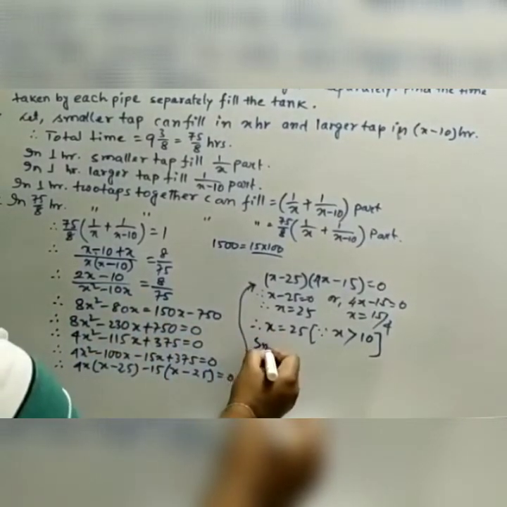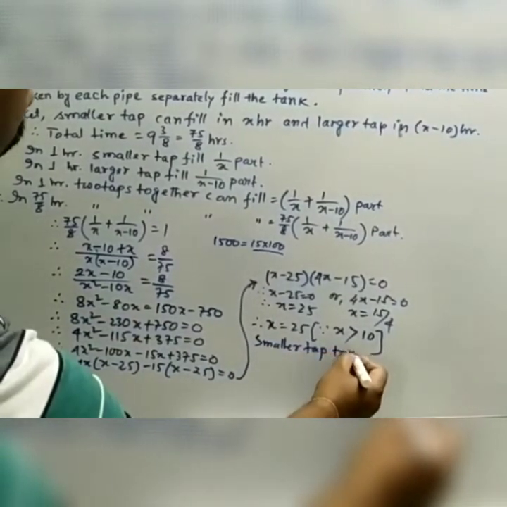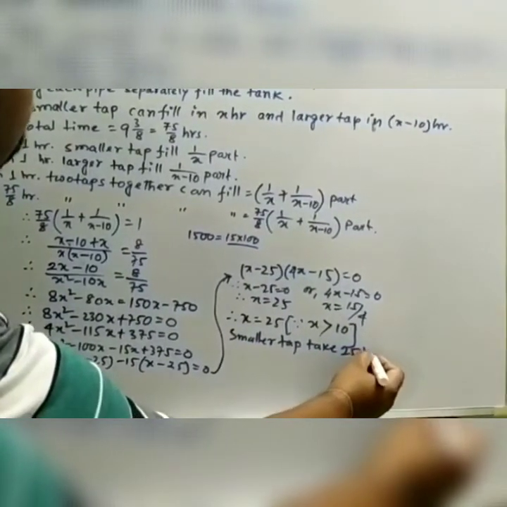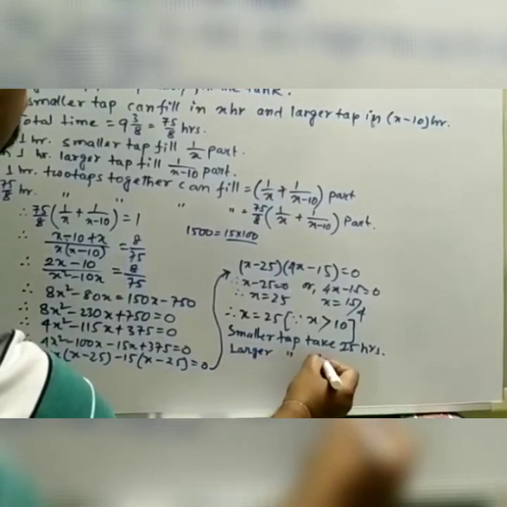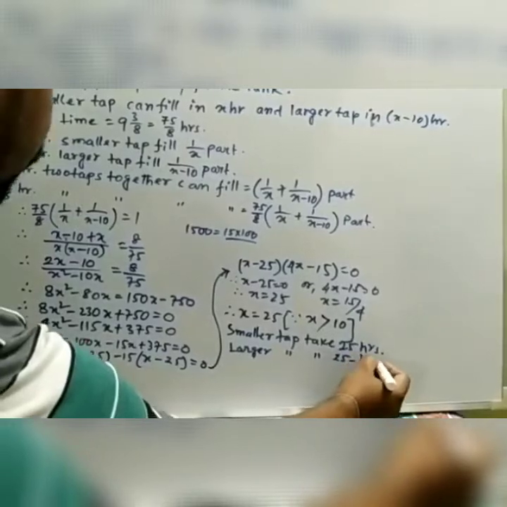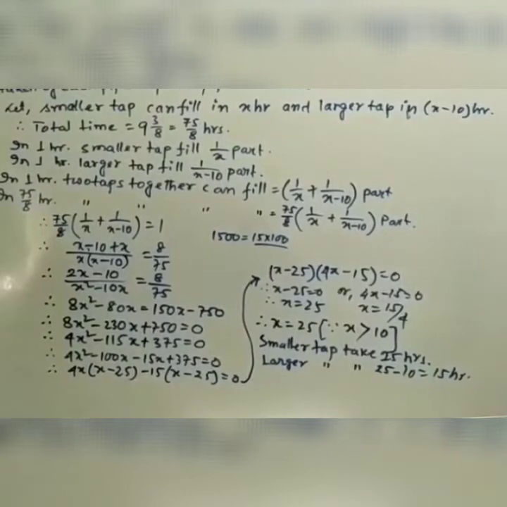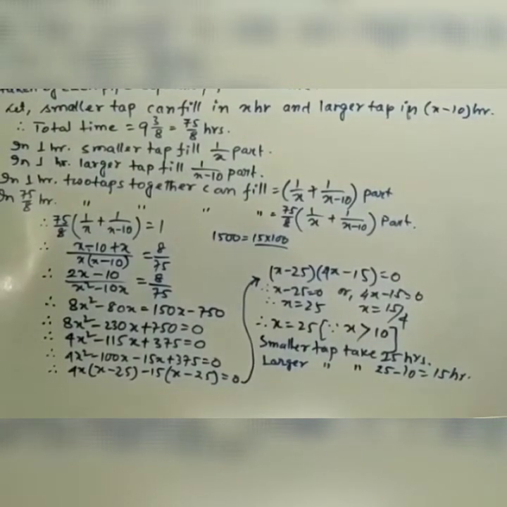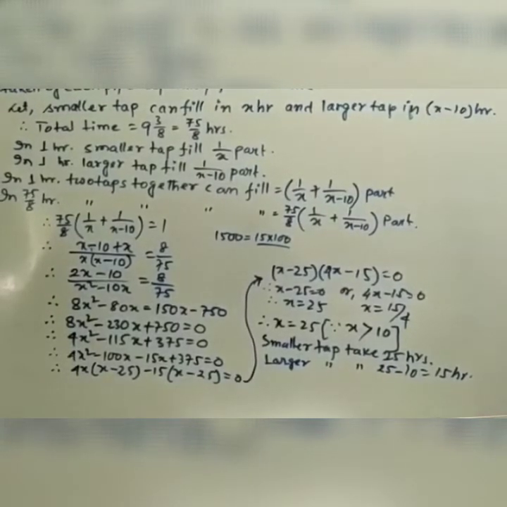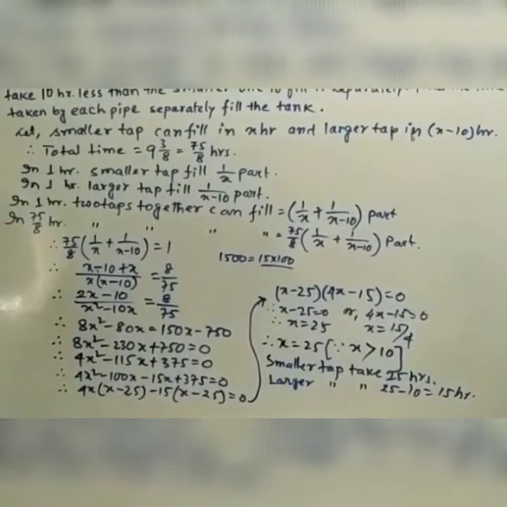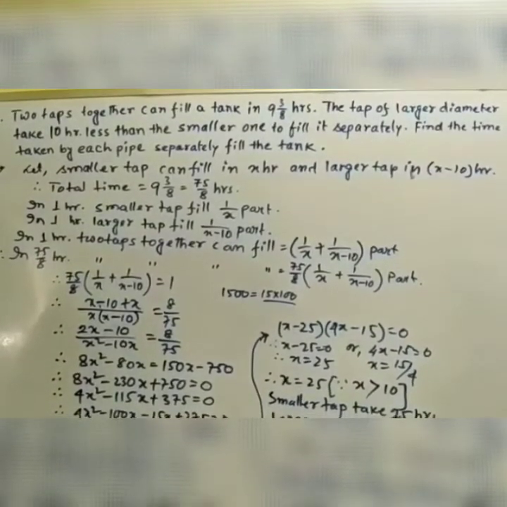So now we got the answer that the smaller tap takes 25 hours and the larger tap takes 25 minus 10 equals 15 hours. Therefore the smaller tap takes 25 hours and the larger tap takes 15 hours to fill the tank separately. This is the most important sum, and you need to practice it more. This type of many sums you will get. So this is the answer of this question.